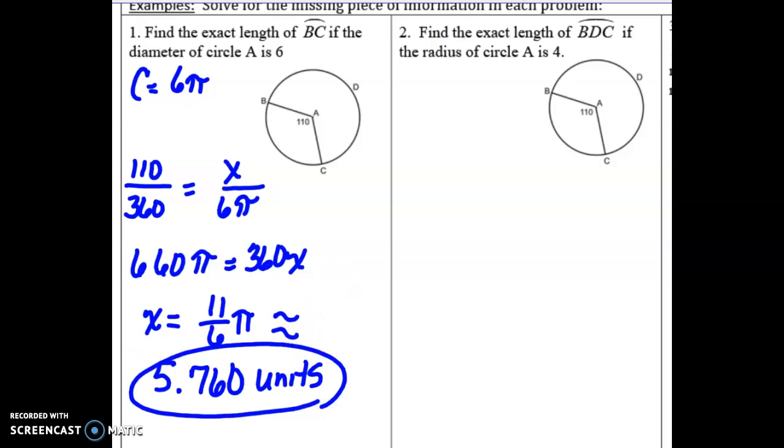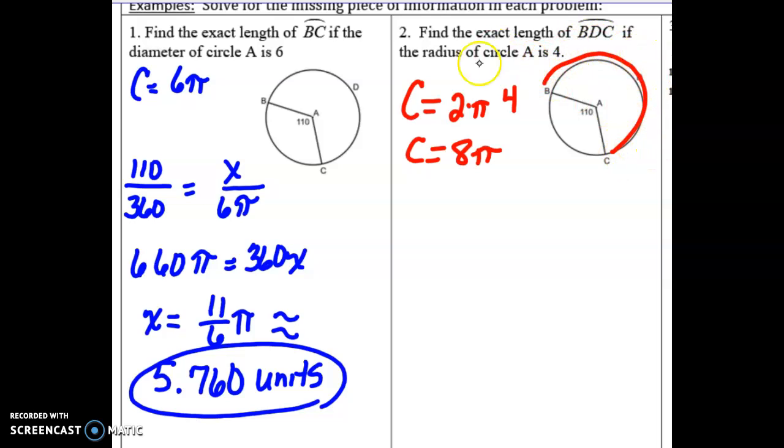In the next example, similar situation. This time we're trying to find this major arc's length, and we know the radius is 4. So if the radius is 4, the circumference is 2 pi r. So the circumference is going to be 8 pi. And here we know this is 110, so this would be 250 degrees over the whole circle.